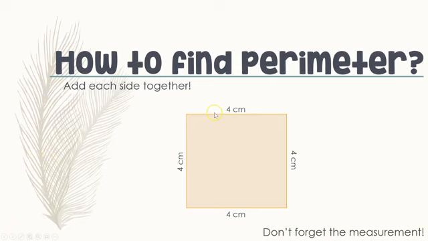I have a square here and I see that each side is 4 centimeters long. To find the perimeter, I'm going to add each side together. I have 4 centimeters here, 4 centimeters here, and 4 centimeters here, and 4 centimeters here. When I add those 4 sides together, I get 16. It's very important that when we're finding perimeter that we don't forget to add the measurement. Since each side of the square was measured in centimeters, I need to make sure that my answer is also in centimeters as well.